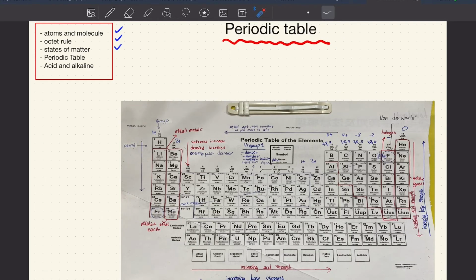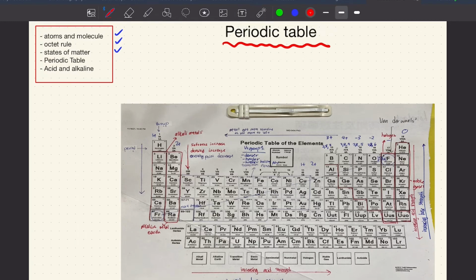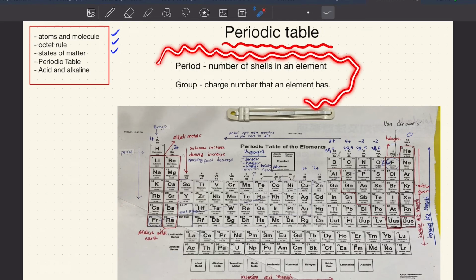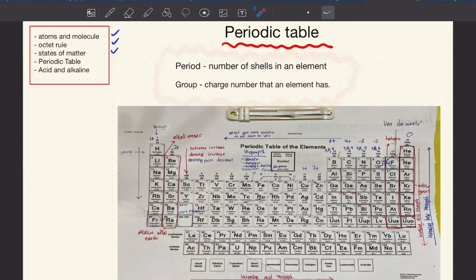So next is the periodic table. As you can see, guys, I have shown you my periodic table here, which I use for my school, and I have added some notes on it. There are two very important things in this topic: you have to know what group is and what period is. I have written the definition of period and group here. Period is the number of shells in an element, and group is the charge number that an element has.